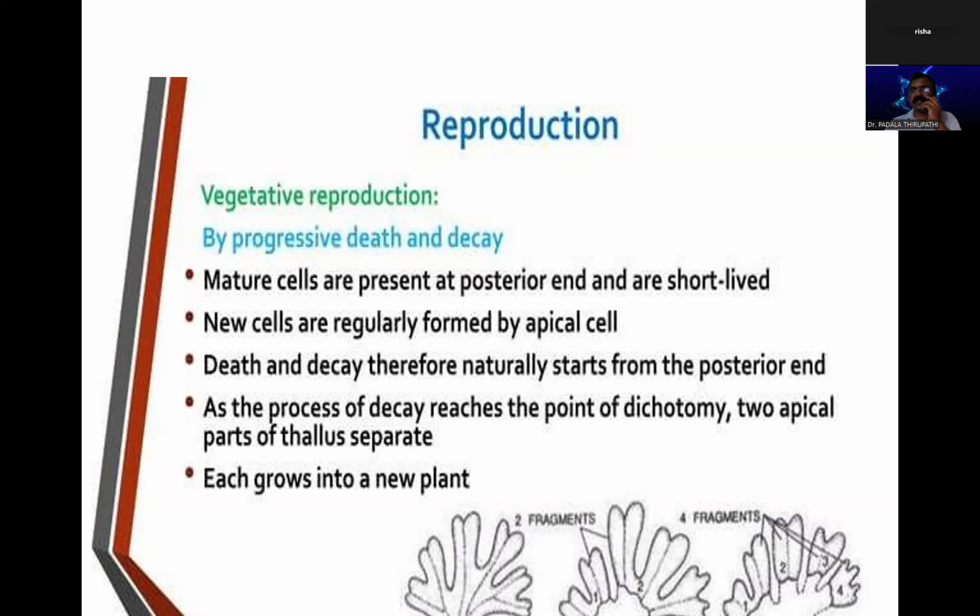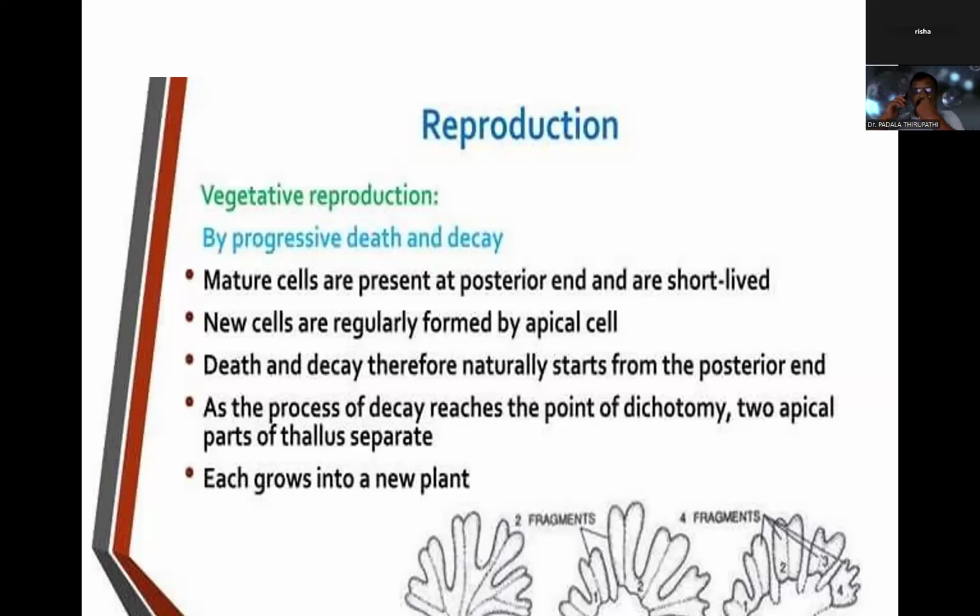Vegetative reproduction is by means of progressive death and decay of the cells, that is, by fragmentation. Some of the fragments in the lower diagram on the right-hand side, some pieces of mature cells, may be broken down. By chance, if it is broken down, it can develop into a new plant body of Marchantia.